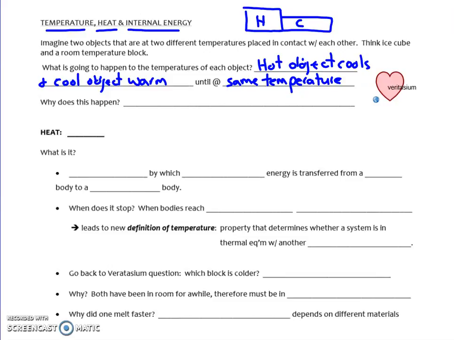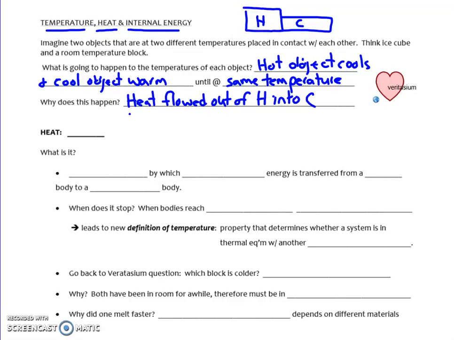Okay? So why does this happen? Well, we can talk about it from a microscopic level, which we will eventually. But the everyday explanation for this is we introduce the term heat. We say heat flowed out of H and into C. And while we can explain that, there's a problem with that explanation.